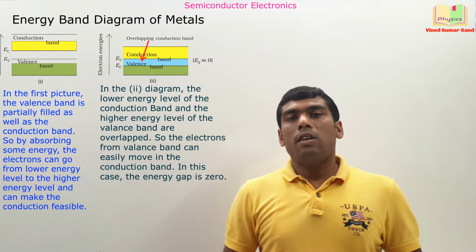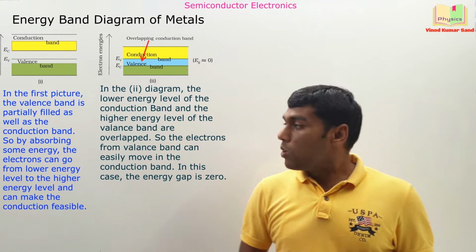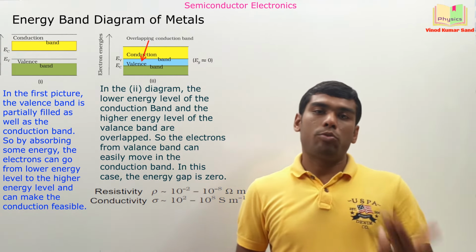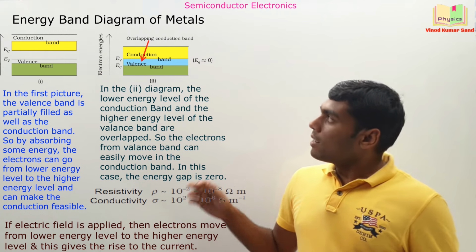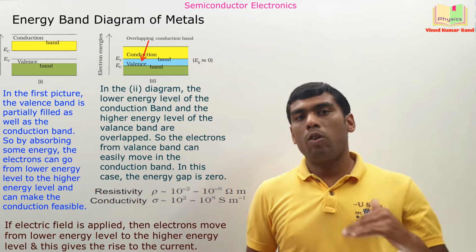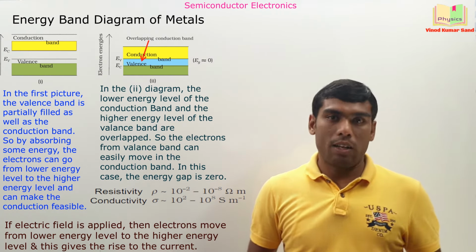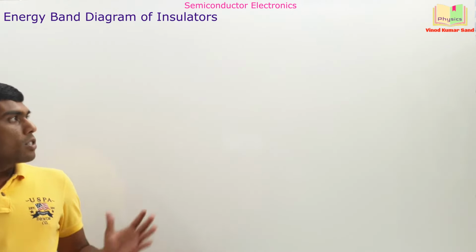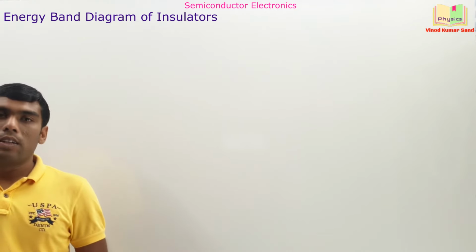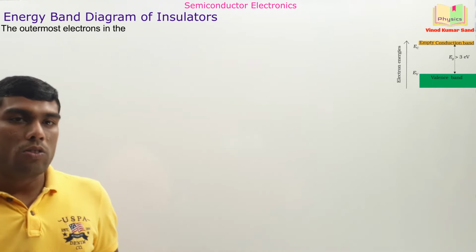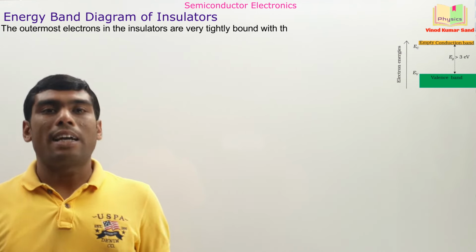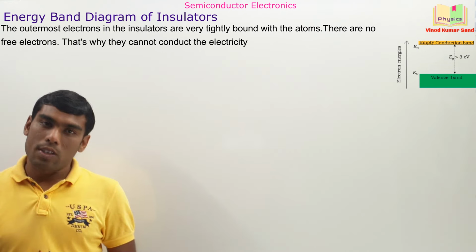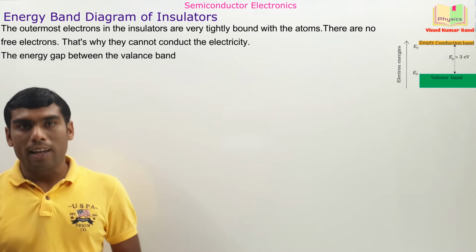The resistivity of the metals is very low and the conductivity of metals is very high. If an electric field is applied, then electrons move from lower energy level to the higher energy level, and this gives rise to the current. Now let's talk about the insulators. The outermost electrons in the insulators are very tightly bound with the atom. So there are no free electrons. That's why they cannot conduct electricity.